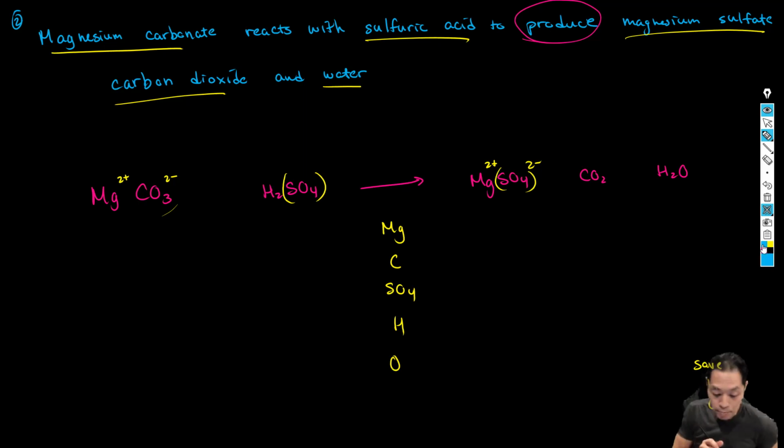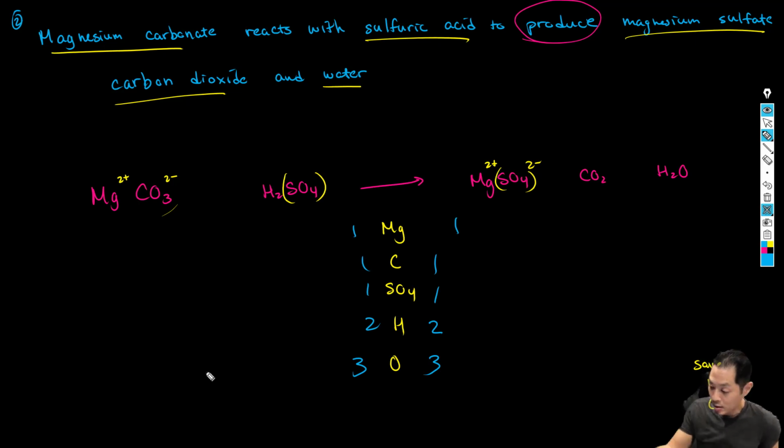So here we go. Magnesium, I have 1 on the left side and 1 on the right side. So right now I'm good. Carbon, I have 1 on the left side, 1 on the right side. So I'm good as well. SO4, 1 and 1. Hydrogen, I have 2 over here, and I have 2 over here. And then oxygen, since I counted the oxygen in SO4 as SO4, I'm just going to ignore them. 3 oxygens over here, 2, 1, 3. So it's balanced and everything's done.